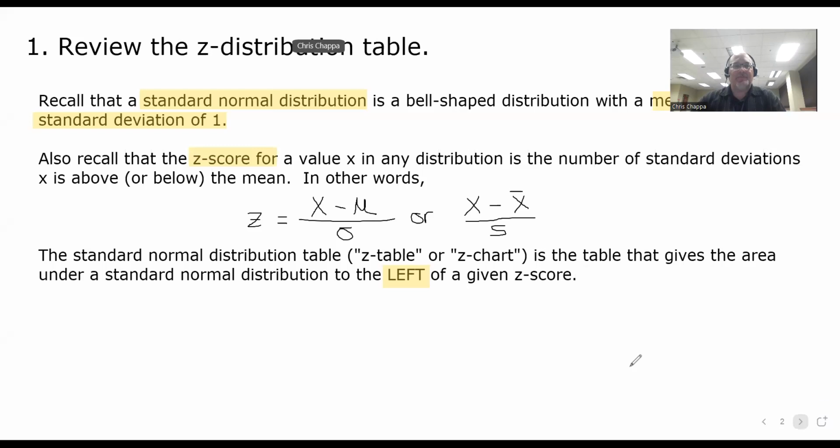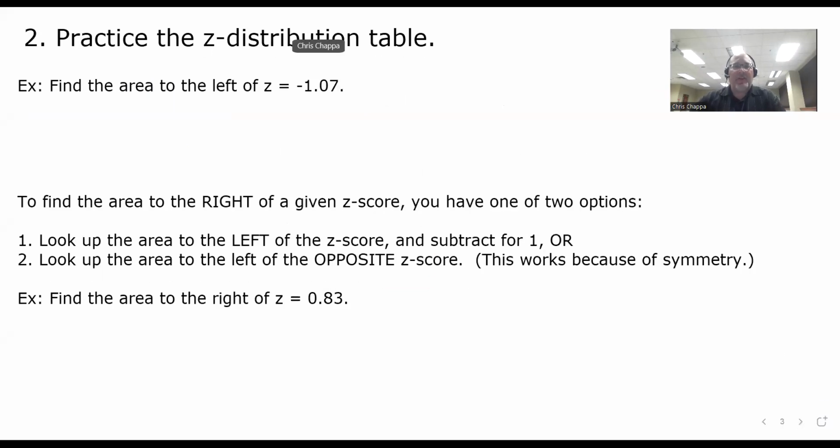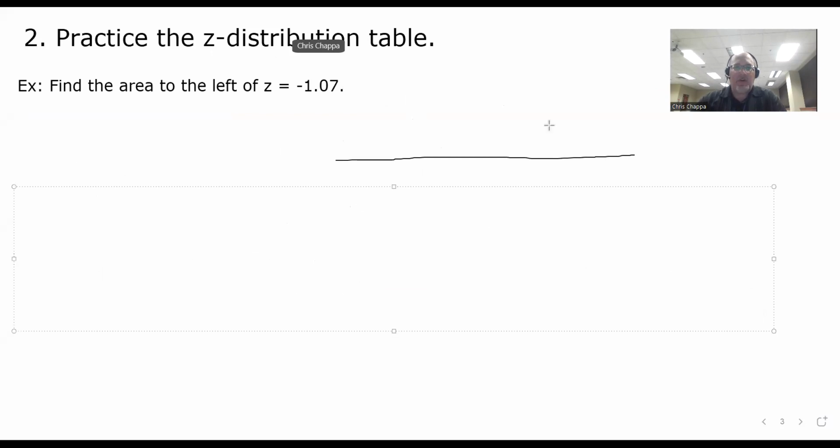All right, so let's practice. For example, find the area to the left of Z equals negative 1.07. I meant for the stuff below here to be covered up, so just so it doesn't distract us right now, let's cover it up real quick. Okay, we'll come back to it in a minute. If we want to find the area to the left of z equals negative 1.07, then that means in our curve, which has 0 in the middle, z equals negative 1.07 would be over here to the left of 0. And I'm going to make this line width a little bit wider.